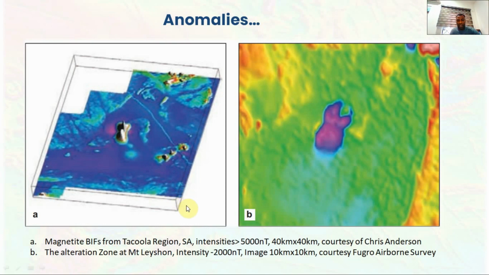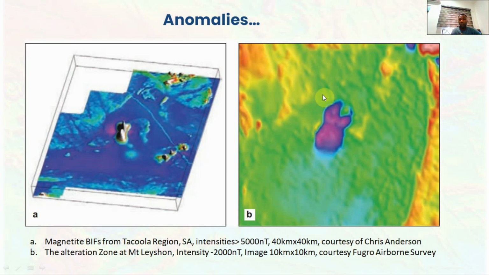Yes, you can see the intensity is greater than 5000 nanotesla, and the area measures 40 kilometers by 40 kilometers, courtesy of Christian Anderson. So this is a clear anomaly in this region.